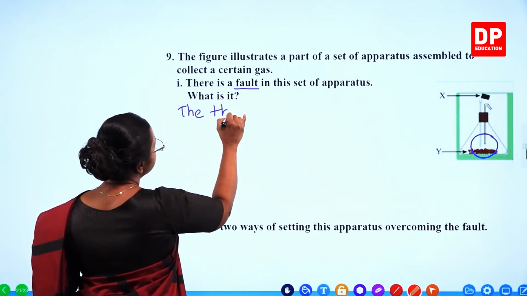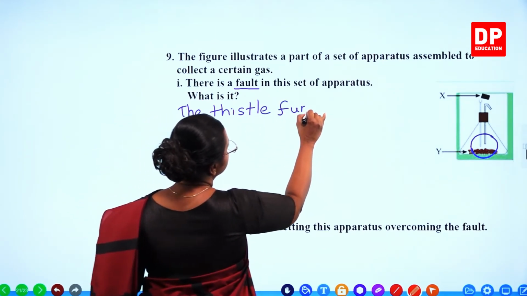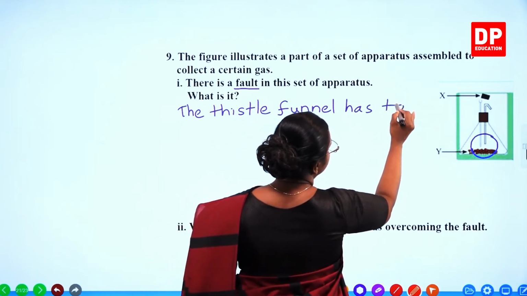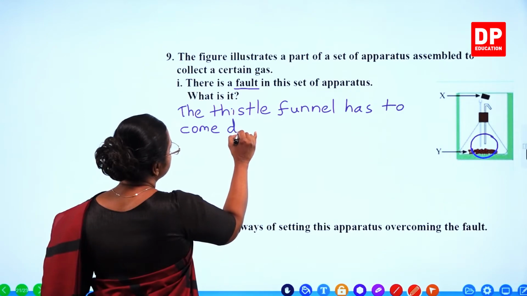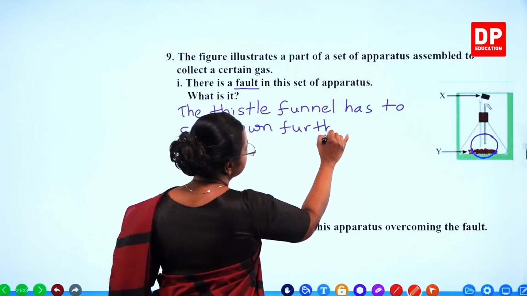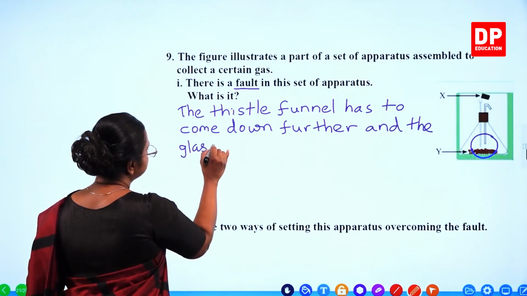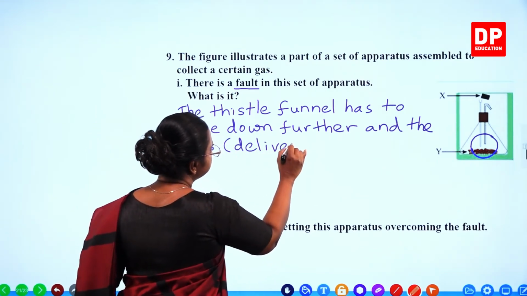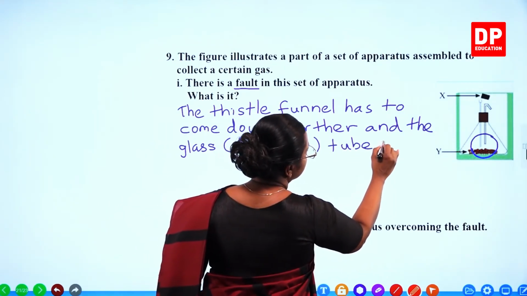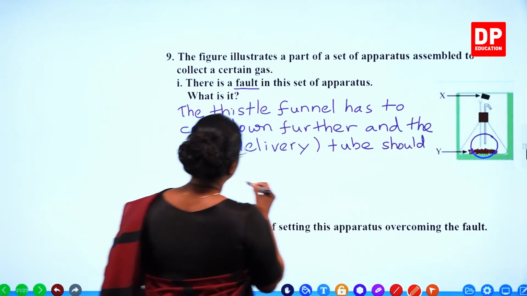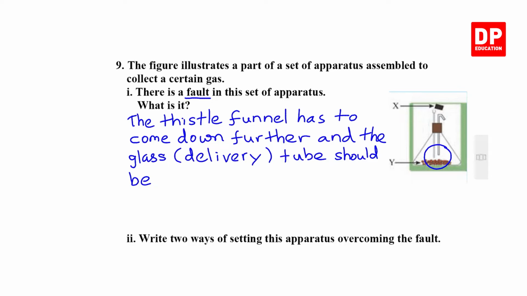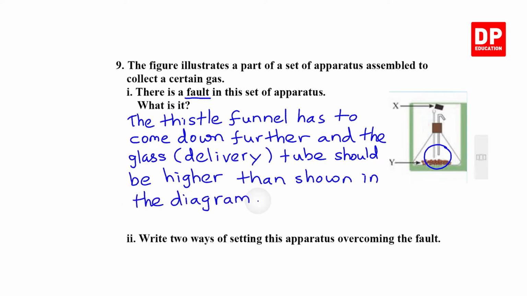The thistle funnel has to come down further and the glass tube, or you can say delivery tube, should be higher than shown in the diagram. So that is the mistake.